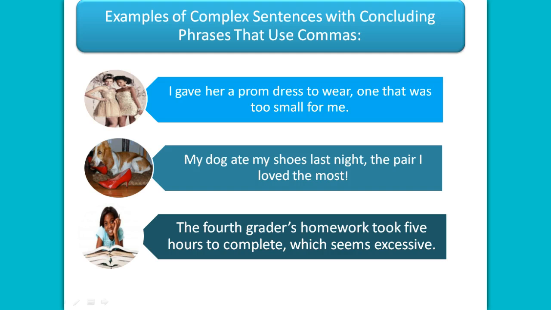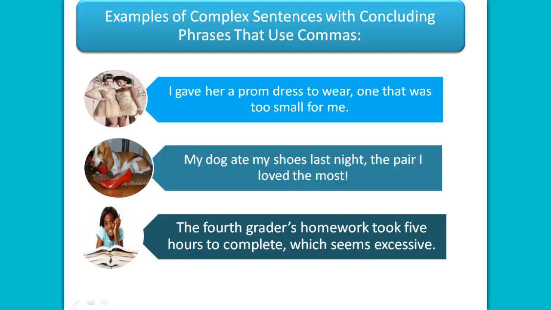I gave her a prom dress to wear, one that was too small for me. Again, we have an initial independent clause, I gave her a prom dress to wear, that could go by itself, but we wanted to add a little bit more information to it, and we said, one that was too small for me. One that was too small for me cannot go by itself. It has one and was, subject and verb, but it doesn't make sense alone. So we add it to the independent clause with a comma.